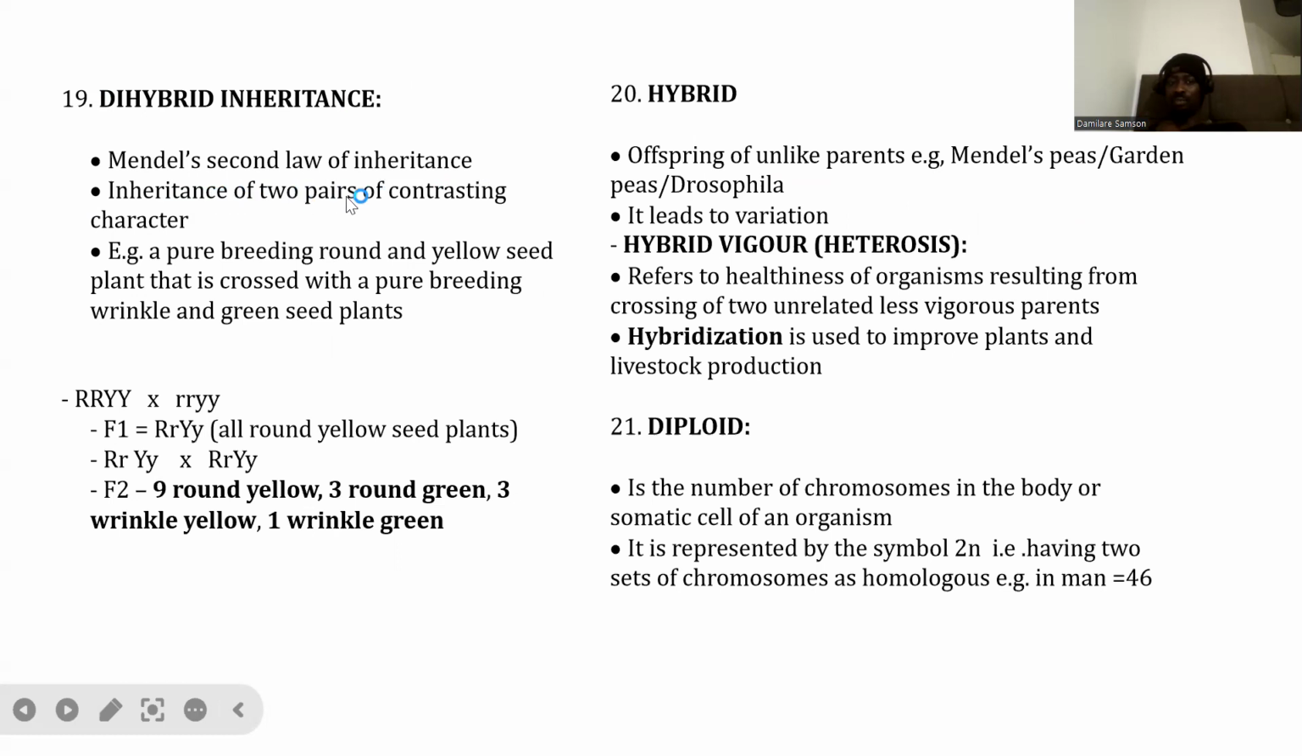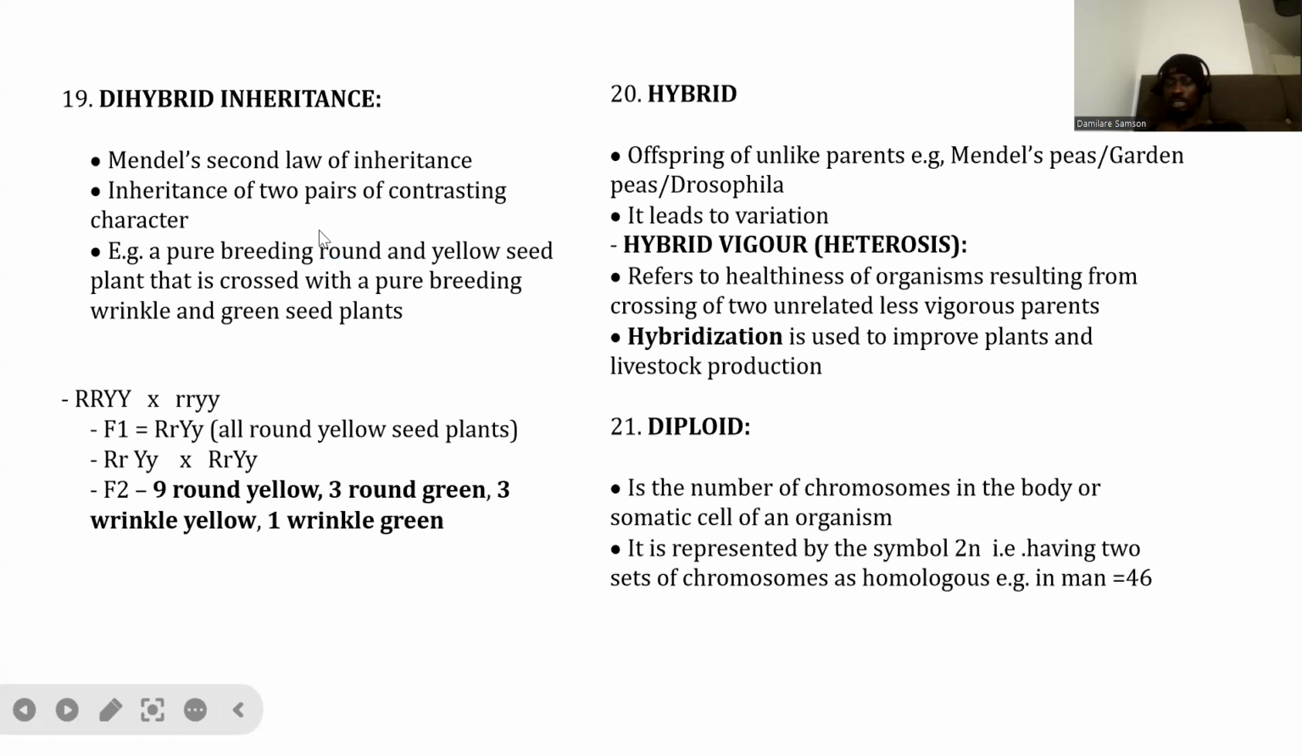It is the inheritance of two pairs. Di means two, mono means one. Two pairs of contrasting character, e.g., a pure breeding round and yellow seed plant is crossed with a pure breeding wrinkled and green seed plant. Now, what are we trying to talk about here? We are talking about shape.